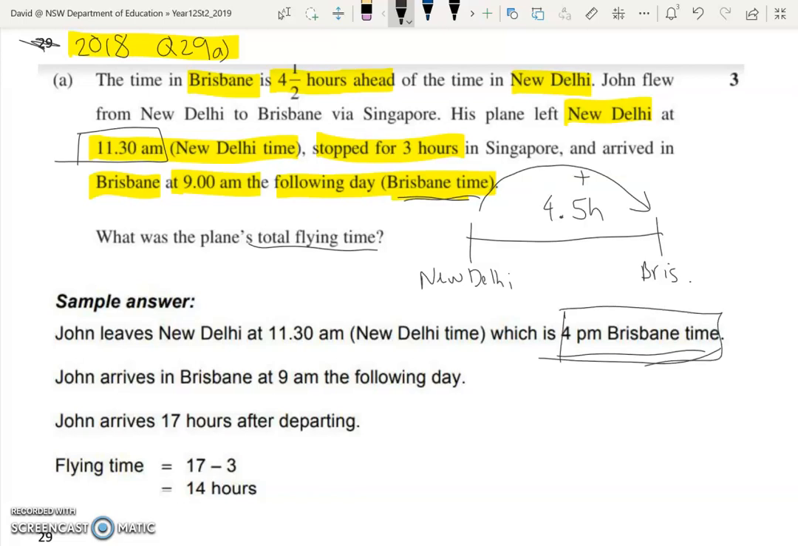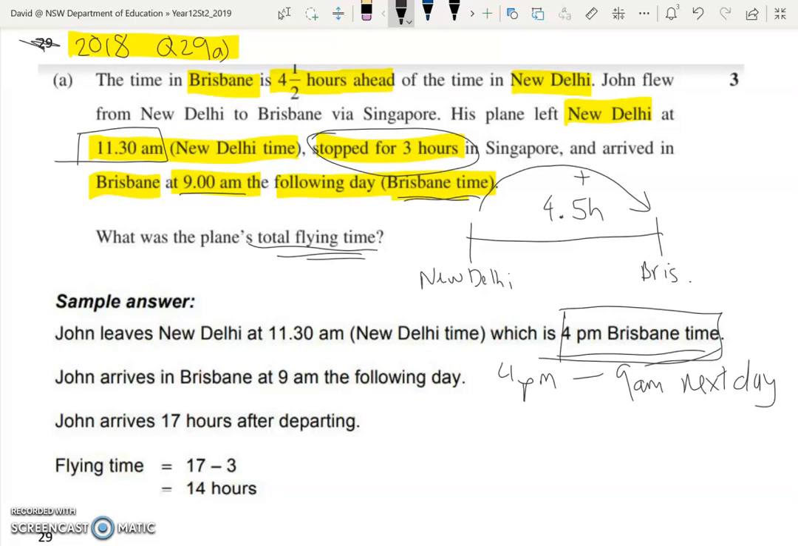And then we know it's 9 a.m. the next day. So from 4 p.m. to 9 a.m. next day, we need to know how long that is. We'll worry about the 3 hours later. If you stop for 3 hours, it's not part of the flying time, so you have to minus 3 hours once you get your answer here.